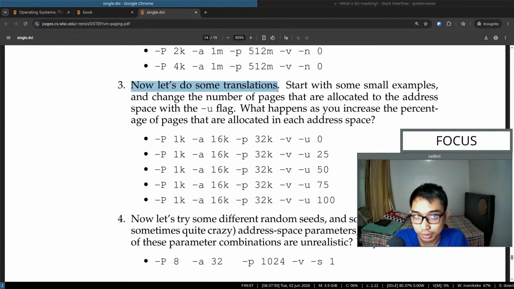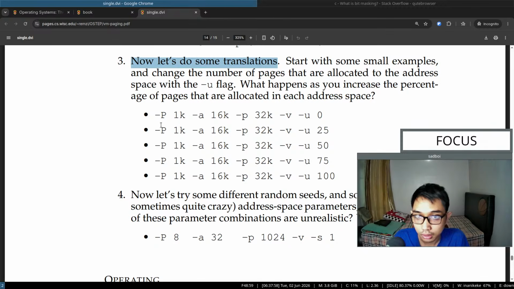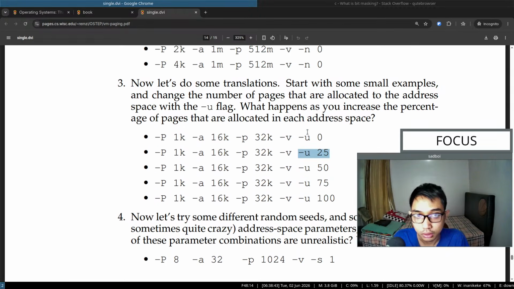We are currently taking a look at question 3 with this flag, basically with the page size 1K and address space size 16K and physical memory 32K, with the verbose flag to give some information about the page table, the virtual page number, I guess, in the page table, and the use flag, basically the percentage of virtual address use, something like that.